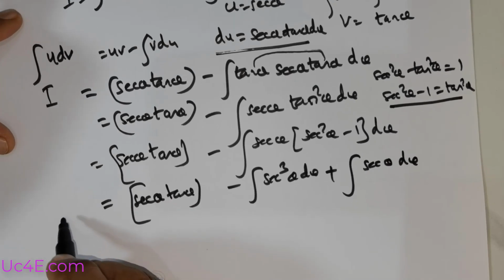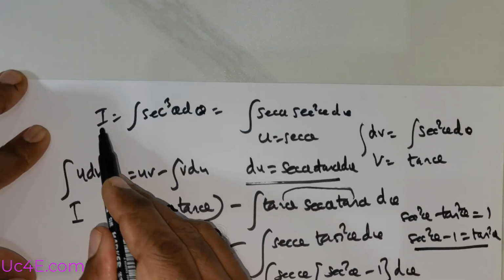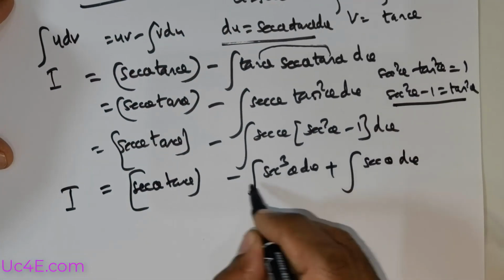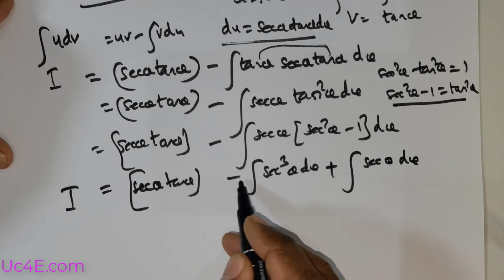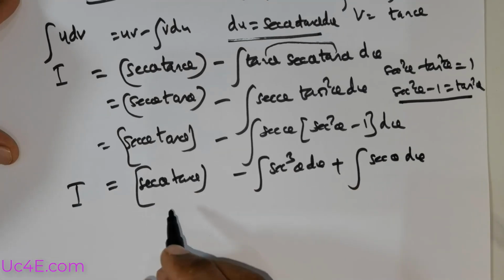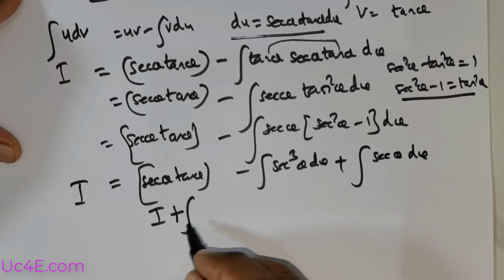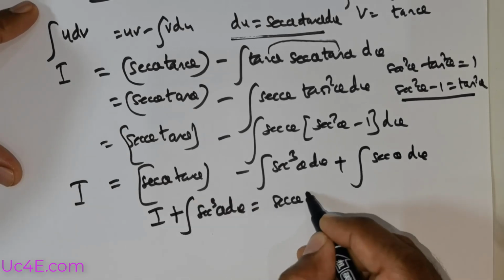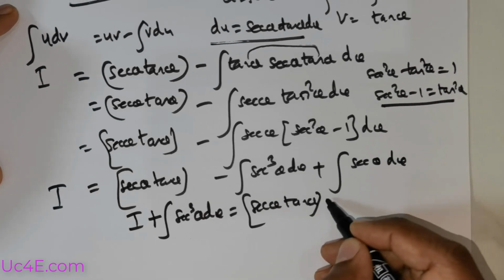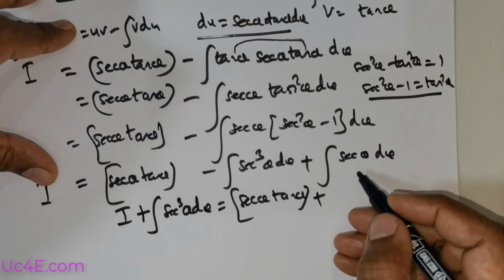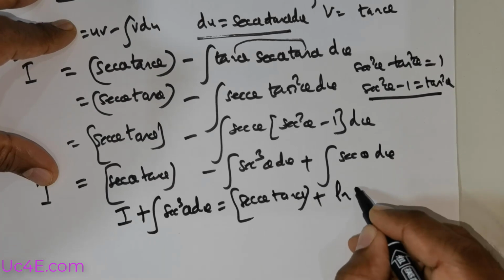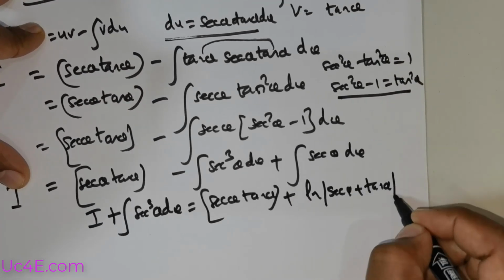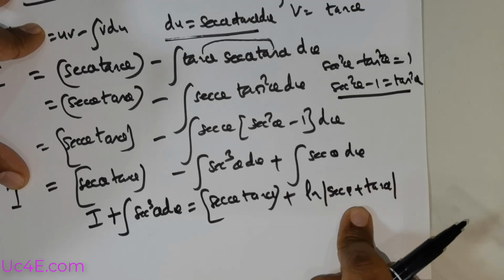Over here I've got I, but I've taken I to be integral secant cube theta d theta. So this is going to be an I here. So I push this to the other side, I get I plus integral secant cube theta d theta is equal to secant theta tan theta plus integral of secant theta, that is going to be ln modulus of secant theta plus tan theta. We know this is by formula.